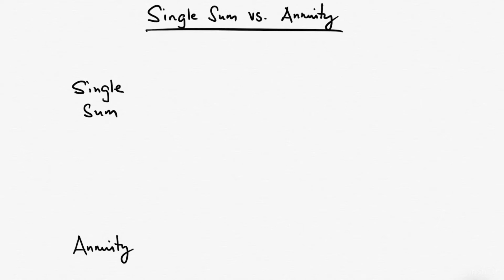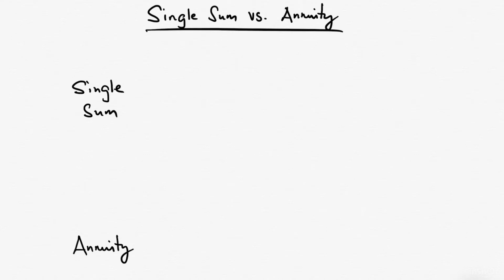Hello, in this video I'm going to tell apart single sum problems and annuity problems. But before I start, I will just mention that under both cases, single sum and annuity, the interest is compounding, meaning every time the interest is computed, it gets added in the principal. Alright, so I'll start. So for single sum, we know this already.